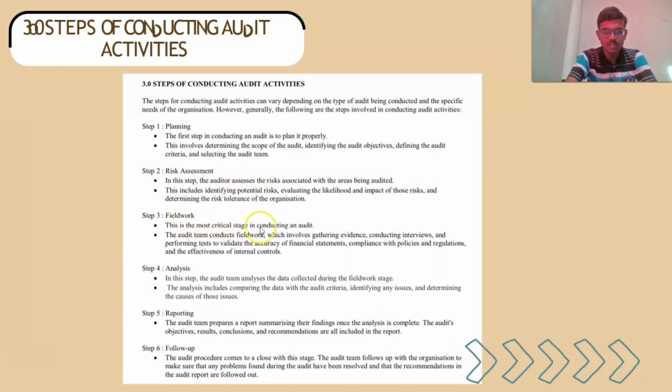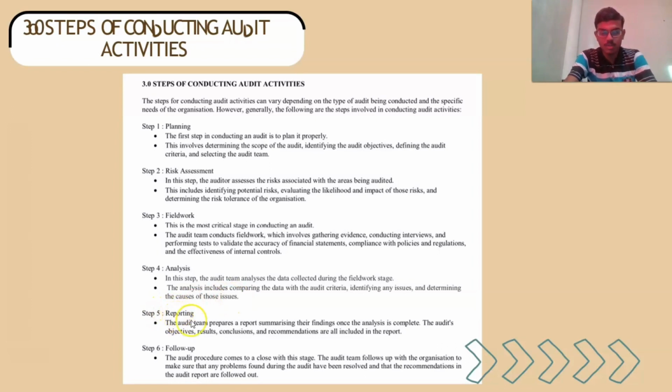Step 3. Field work. This is the most critical stage in conducting an audit. The audit team conducts field work, which involves gathering evidence, conducting interviews, and performing tests to validate the accuracy of financial statements, compliance with policies and regulations, and the effectiveness of internal controls. Step 4. Analysis. In this step, the audit team analyzes the data collected during the fieldwork stage. The analysis includes comparing the data with the audit criteria, identifying any issues, and determining the causes of these issues.